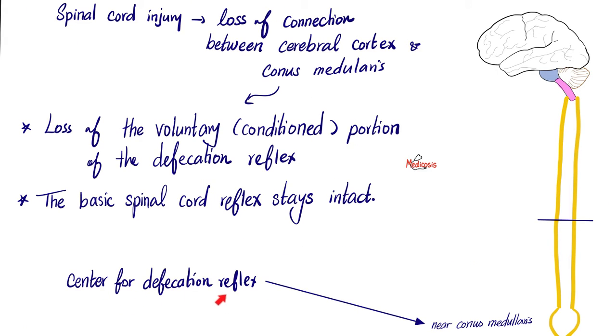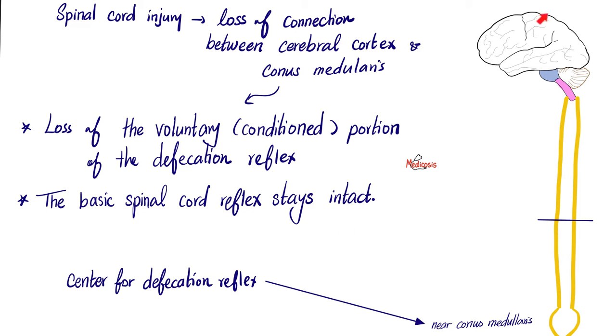Where is the center for defecation reflex? It's in the spinal cord. Can we be more specific? In the sacral segment near the conus medullaris. Suppose that I developed a spinal cord injury here. I severed my spinal cord between the conus medullaris and the brain. The question is, will the basic defecation reflex happen? The answer is yes, because the spinal cord here is still functioning and still communicating with my colon.